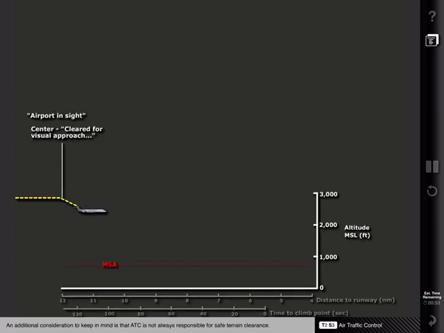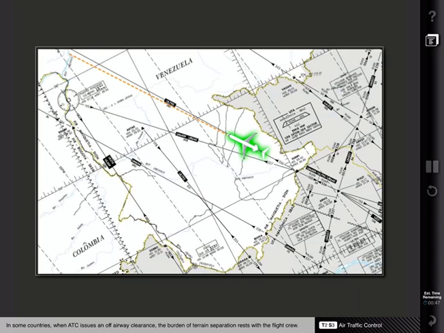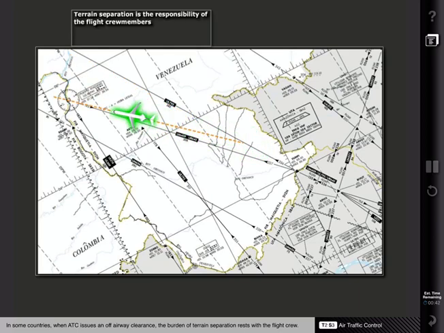An additional consideration to keep in mind is that ATC is not always responsible for safe terrain clearance. In some countries, when ATC issues an off-airway clearance, the burden of terrain separation rests with the flight crew. For this reason, you should be aware of what services are provided and maintain a high level of situational awareness when operating in foreign airspace.